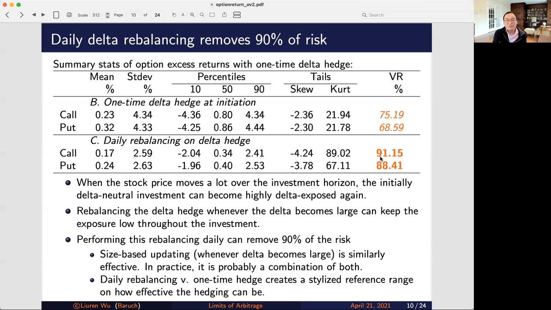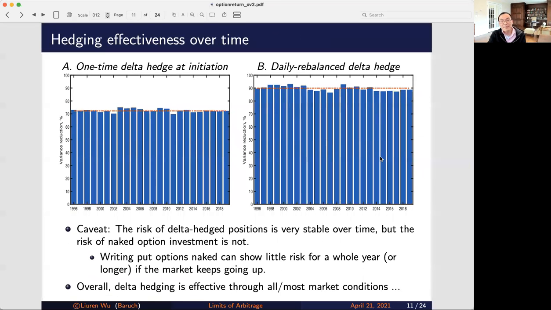There is also a ton of literature on how you do delta hedge, or how you do the calculation, whether you do daily rebalancing or size-based updating, for example, whether you change the delta based on some other measures. Our delta is just the Black-Scholes delta provided by OptionMetrics. So these calculations are super simplistic. Maybe you can improve on it, it's possible, but it just gives you a sense of how much risk you can reduce. So 90% for daily rebalancing, 70% for just a one-time hedge.